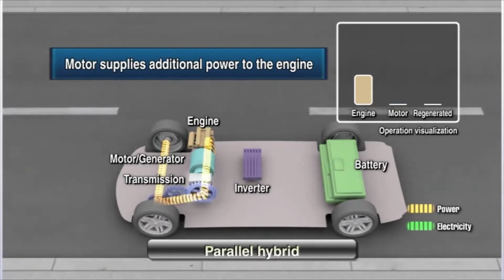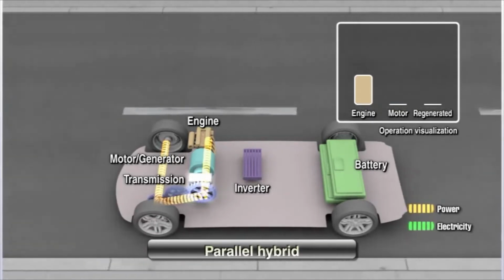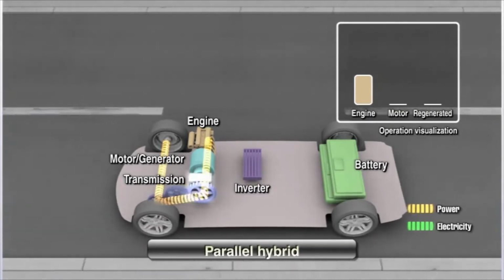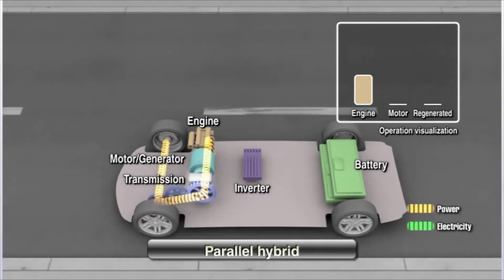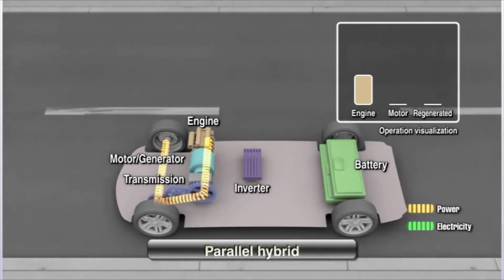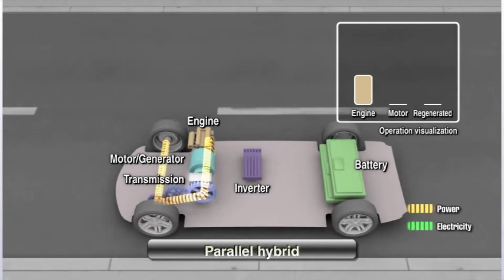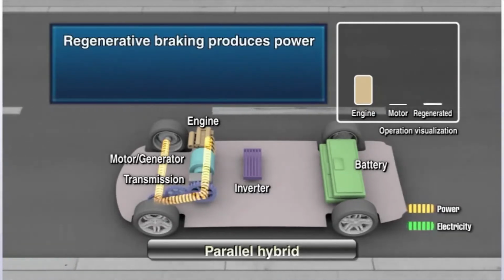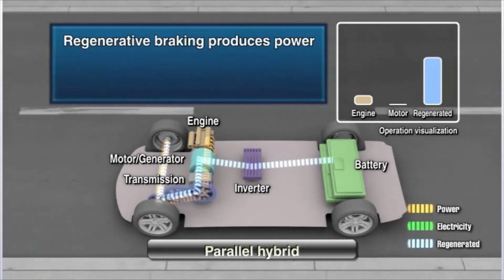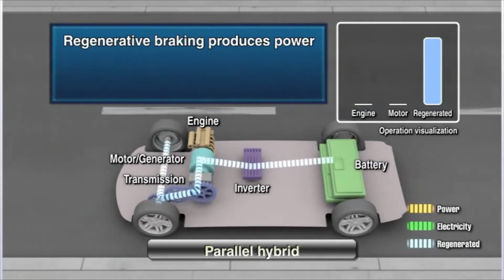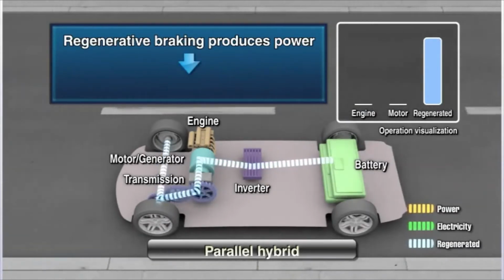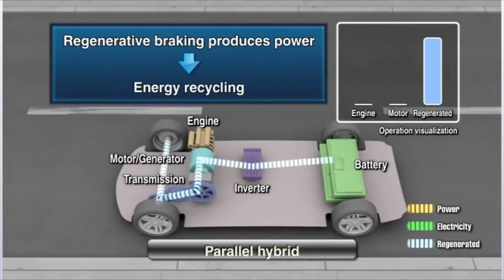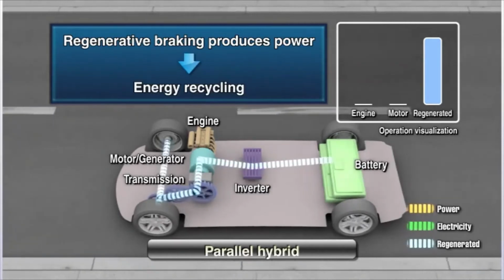In a parallel hybrid, both the engine and the motor turn the transmission. Like traditional vehicles, CVT automatic and manual transmissions are used. The regenerative brakes produce the energy to charge the batteries, and that power is used to drive the motor. This energy recycling helps make the parallel hybrid an efficient system.